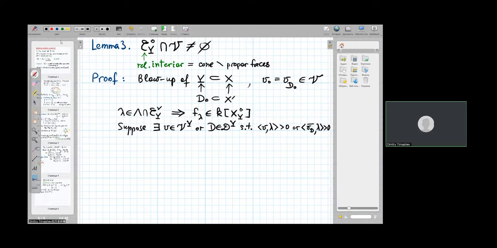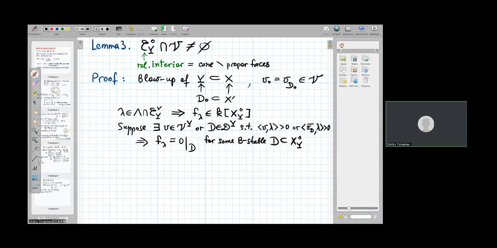Then the corresponding function f lambda vanishes on the respective divisor corresponding to this valuation. So f lambda equals zero for some B-stable prime divisor in this B chart. B-stable prime divisors intersecting the B chart are exactly the divisors corresponding to these valuations from the above line. Okay?